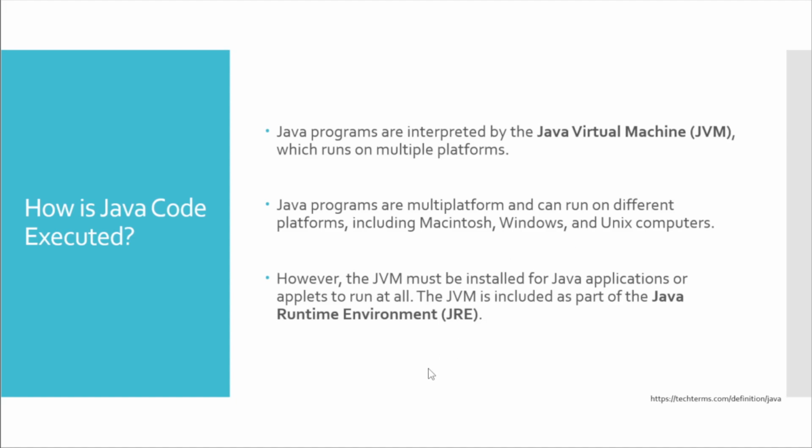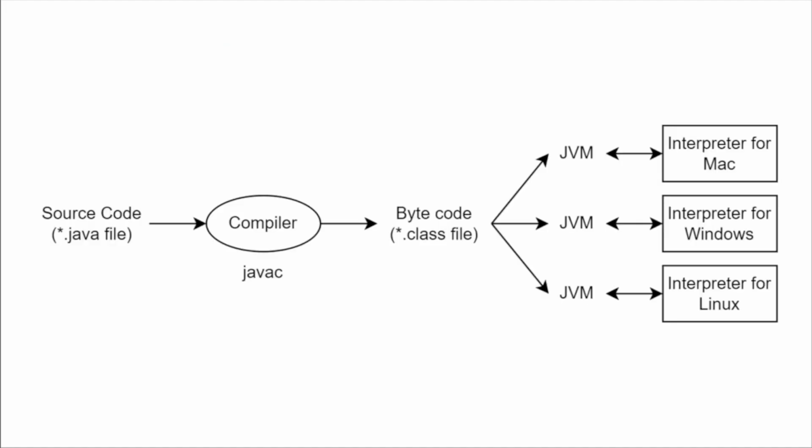Anyway, the JVM must be installed for Java applications or applets to run on your machine. In order to have this Java Virtual Machine, we should also install a Java Runtime Environment. The Java Runtime Environment, or JRE, contains the JVM and other dependencies that are required for your Java code to run. To illustrate, it looks something like this.